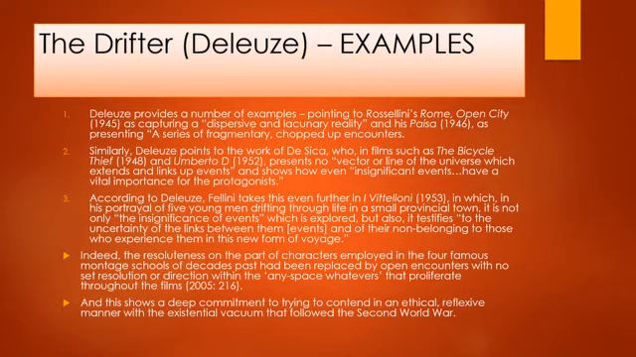According to Deleuze, Fellini takes this even further in I Vitelloni, in his portrayal of five young men drifting through life in a small provincial town. It is not only the insignificance of events which is explored, but also it testifies to the uncertainty of the links between them and of their non-belonging to those who experience them in this new form of voyage.